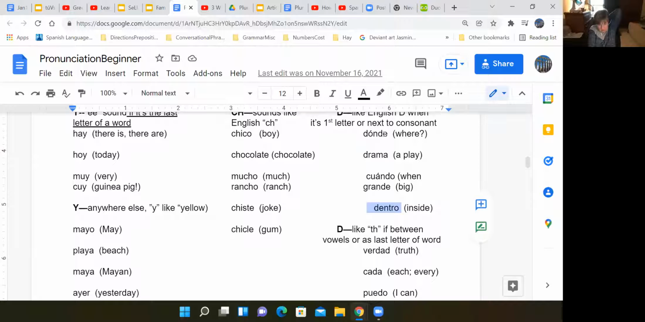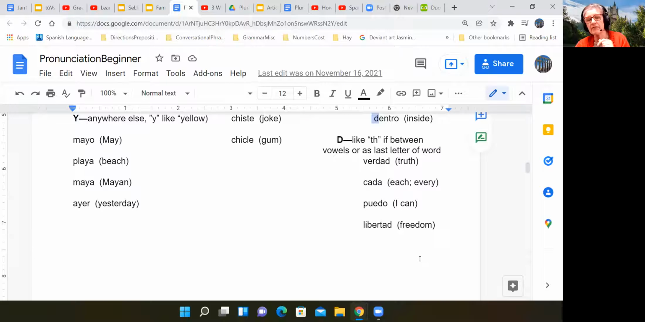Now, notice these are always nestled around other consonants, not an A, E, I, O, U. Nestled around some consonants, it gets a D sound, or it leads off the word, so it gets a D sound. D sounds like a TH if it's sandwiched between two vowels, or if it's at the very end of the word. So the first D is going to sound like an actual D, but the second D is going to be at the end, so it'll sound like a TH.